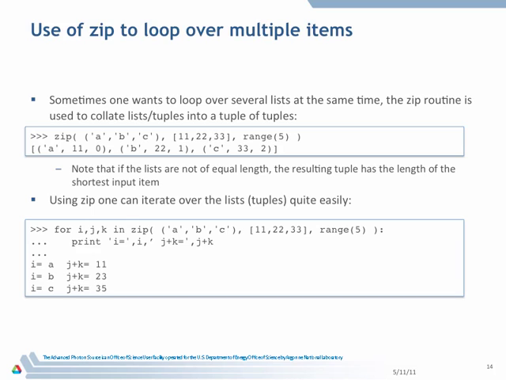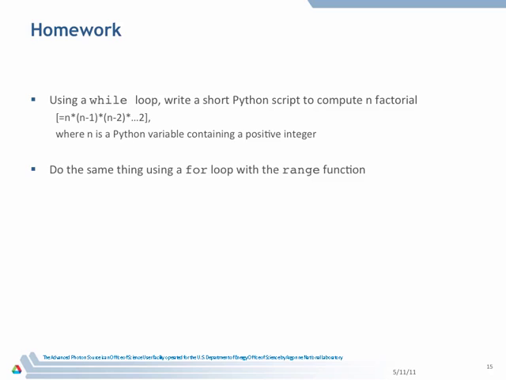Okay. All right. So ending just right on time here. Homework. Okay, so we're actually ready to do a little bit of math. So using a while loop, calculate a factorial, and with a for loop, calculate a factorial.